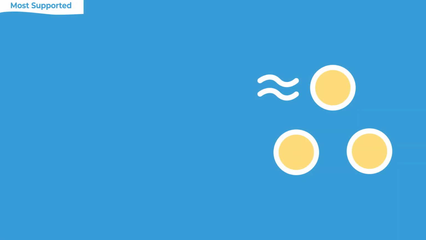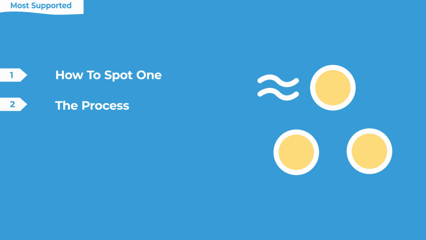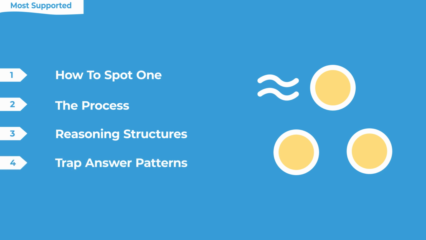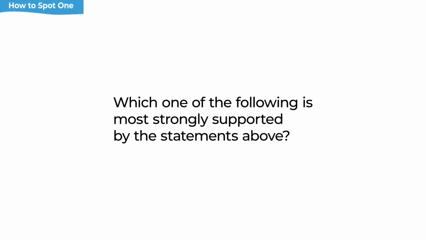In today's lesson, we're going to cover the following: how to spot a most supported question, what's the process that you want to take when working on one, what are the common reasoning structures that will help you anticipate or pre-phrase the right answer, and the trap answer patterns that you can use to get rid of those tempting but wrong answer choices. So let's start by identifying most supported questions.